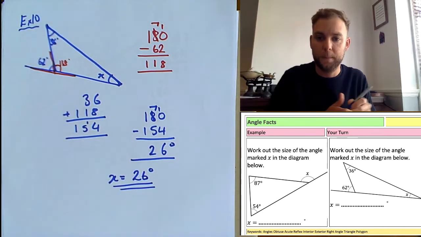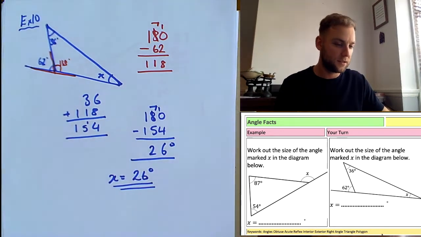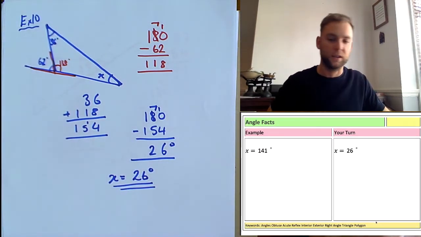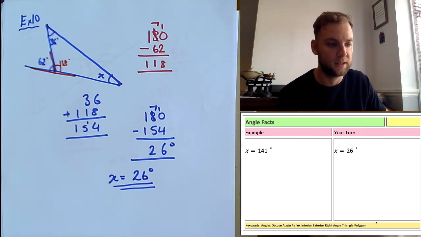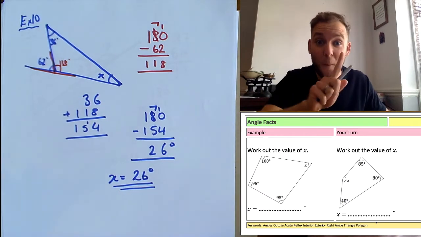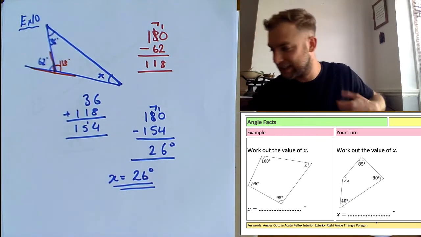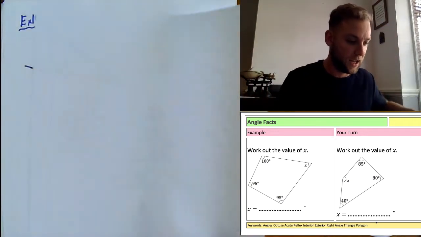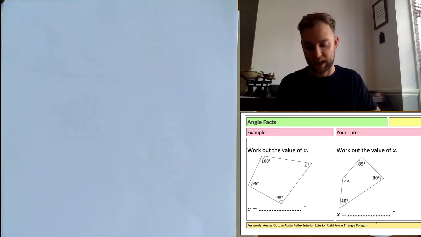Brilliant. Well done. So let's just check those two answers. So 141 and 26, absolutely perfect. So we've done quite a lot of angle facts today, but there is one more we're going to be having a look at. We are going to do an extension question as well, but we're just going to have a look at this question here, which is angles in a quadrilateral.